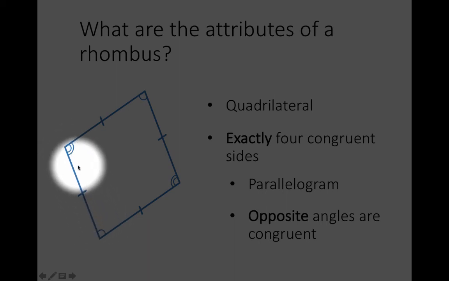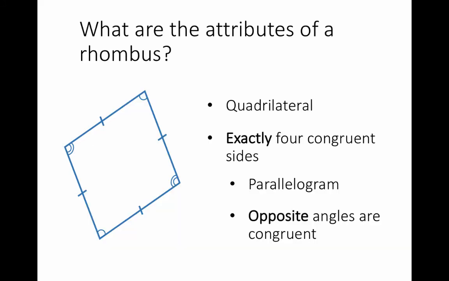Do you remember what this pair of angles is called? These angles are consecutive. They're next to each other. And because a rhombus is a parallelogram, it inherits all of the properties of parallelograms, which means that its consecutive angles are supplementary. They add up to 180 degrees.